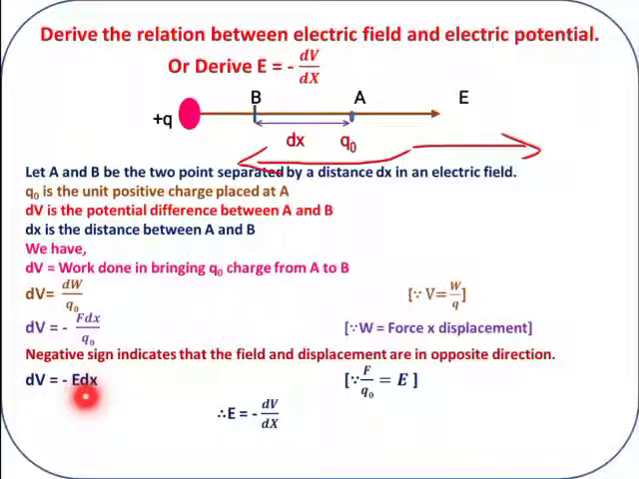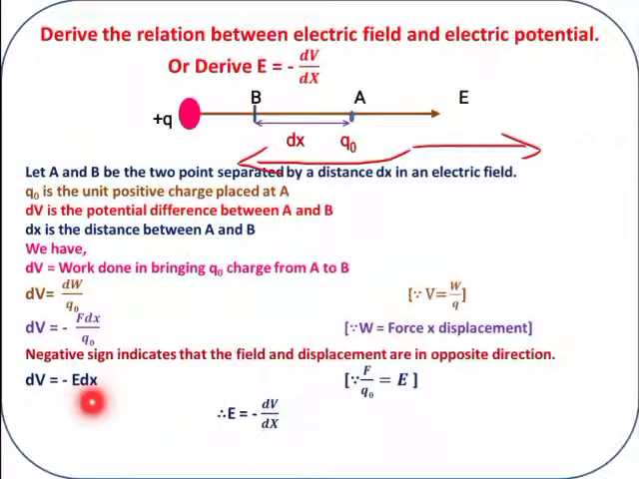Why E here? Because we know that F divided by Q naught is equal to E. Already we studied this expression in the previous videos. Please go through this. So F divided by Q naught is equal to E. So substitute the value of this E in this expression, then simplify. After simplification, therefore E is equal to minus dV divided by dx.